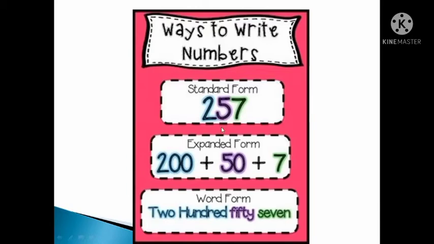5 is in the tens place, so 50. 7 is in the ones place, so 7. 200 plus 50 plus 7. One more form is word form. It is written using spellings. 257 in words. So these are all three forms of numbers.